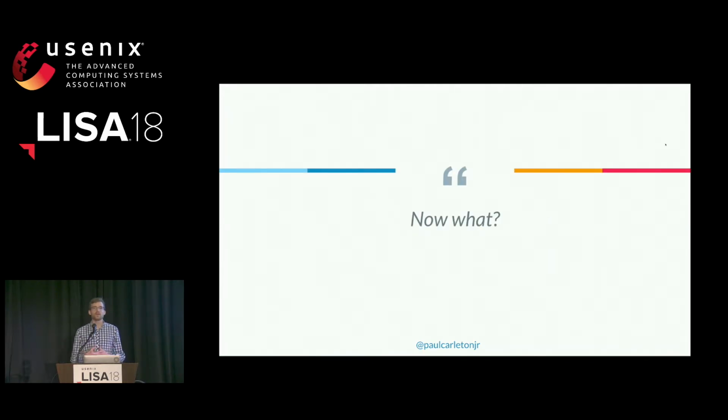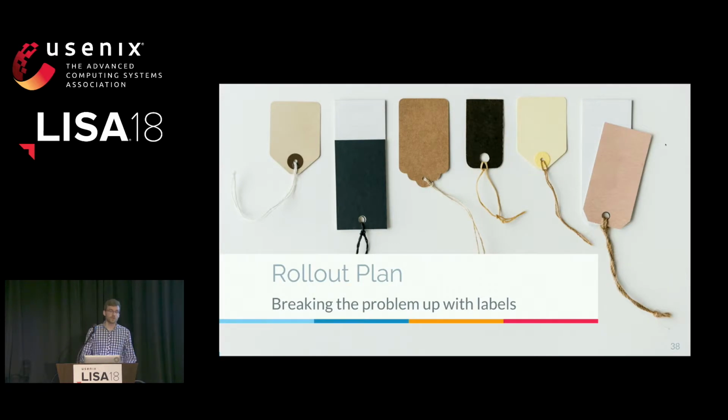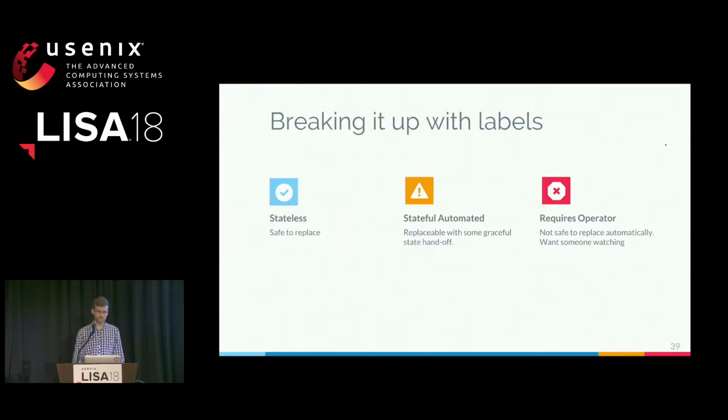So now what? We had designed the system. We had run it on some hosts in QA, and we wanted to roll it out to the rest of our fleet. The first step for us was to come up with a rollout plan. So we broke up our workflows by labeling them into different categories that were more or less eligible for this lifespan management. We had the stateless host types. These are the ones we felt pretty good about. We just had to make sure they could drain their existing requests and then replace them.